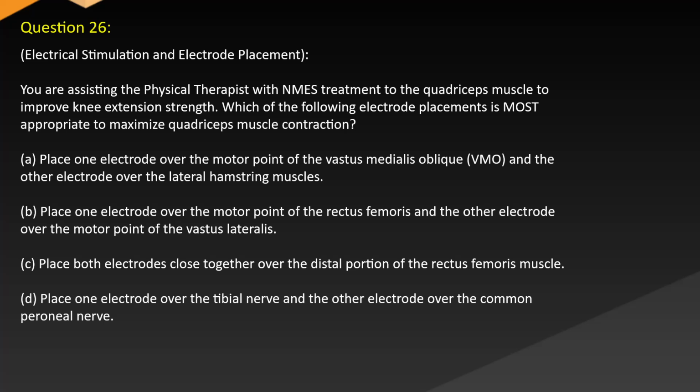A. Place one electrode over the motor point of the vastus medialis oblique, VMO, and the other electrode over the lateral hamstring muscles. B. Place one electrode over the motor point of the rectus femoris and the other electrode over the motor point of the vastus lateralis. C. Place both electrodes close together over the distal portion of the rectus femoris muscle. D. Place one electrode over the tibial nerve and the other electrode over the common peroneal nerve.